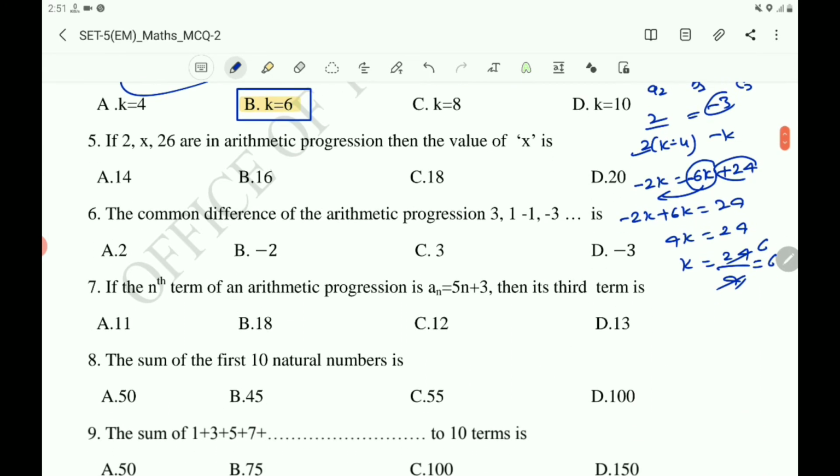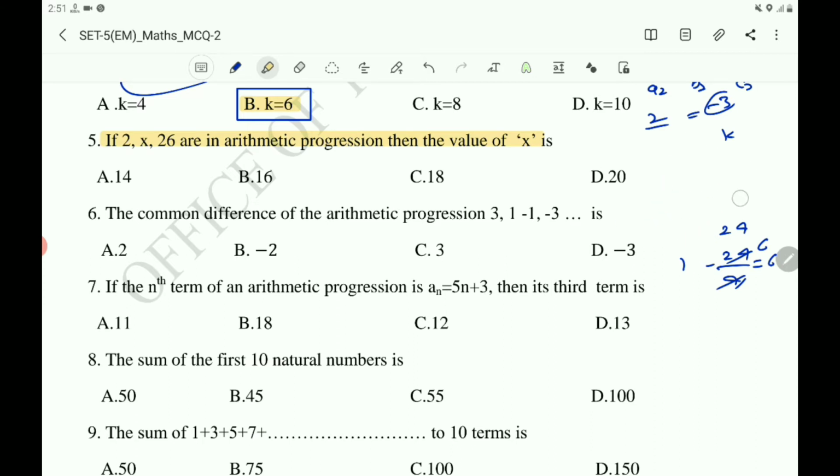Then you take the next question. If 2, x, 26 are in AP, then the value of x is... here x is the average of 2 and 26. So add 2 and 26 and divide the sum by 2, then you will get the value of x. So here x is the arithmetic mean of 2 and 26. So the middle term is the average of the first and the second.